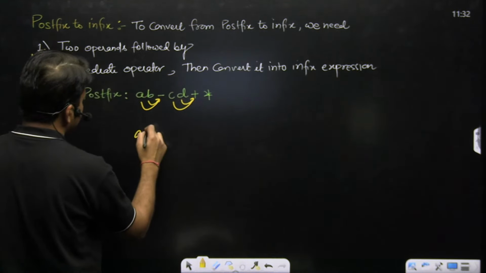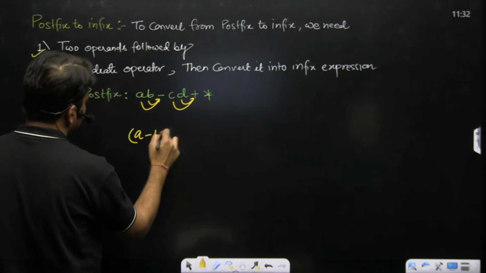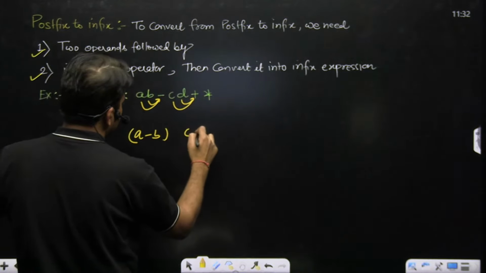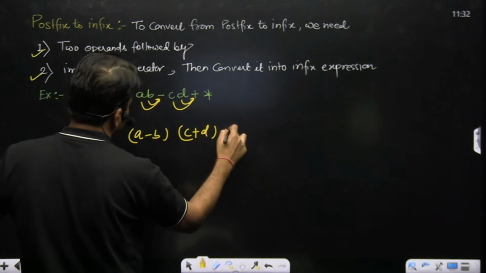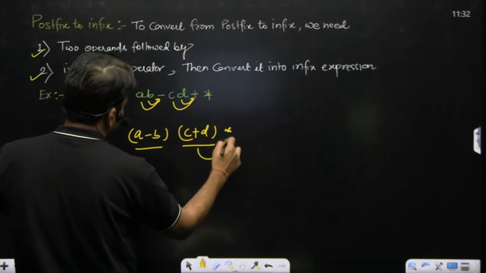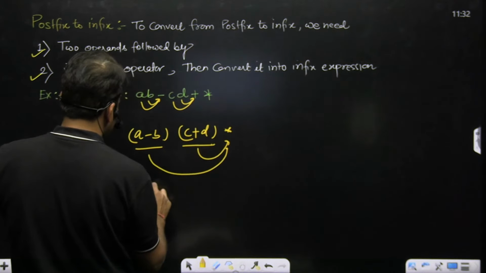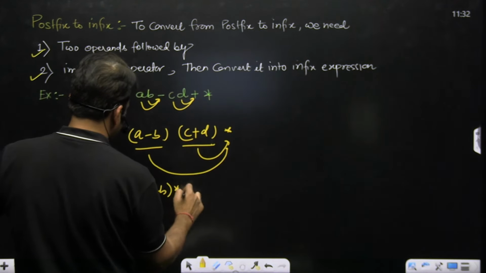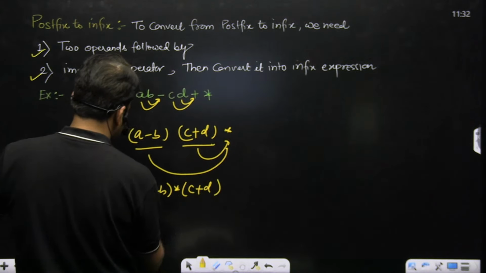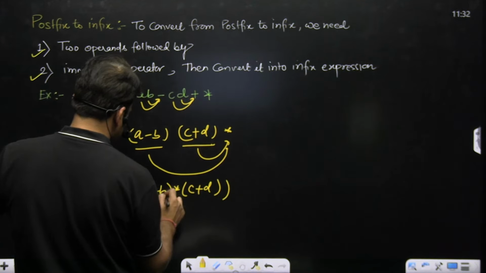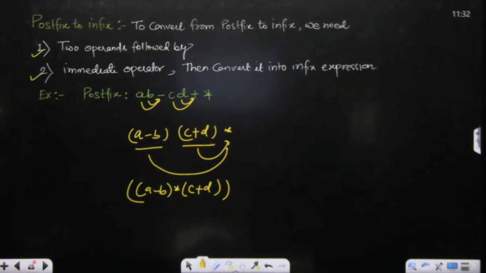Let us first discuss infix. A minus B, C plus D. Now two operands, check this one. So A minus B into C plus D. So this is the answer, students. A minus B into C plus D.